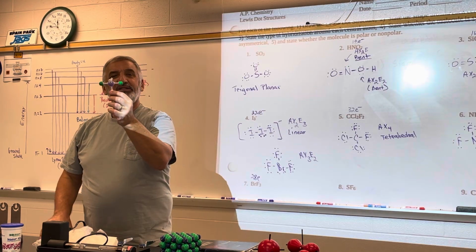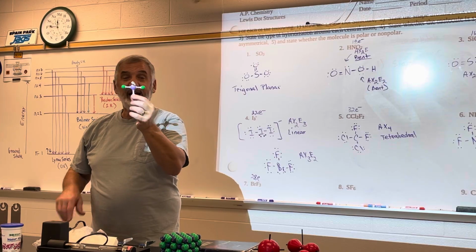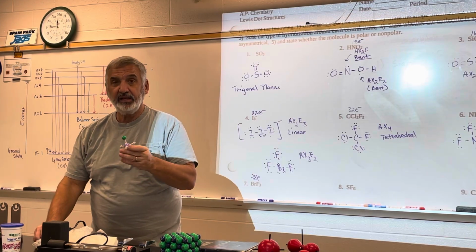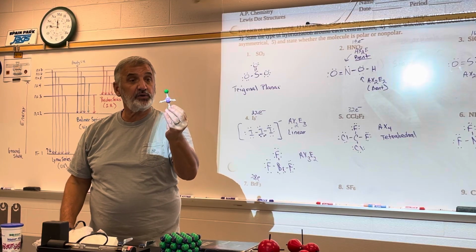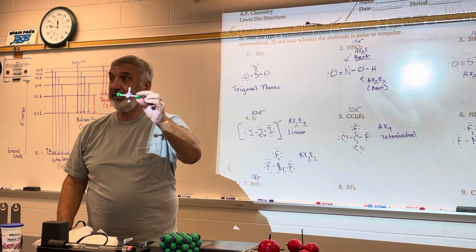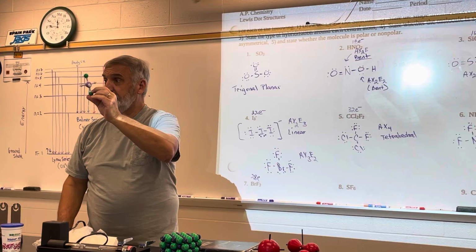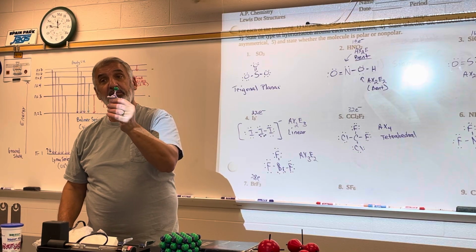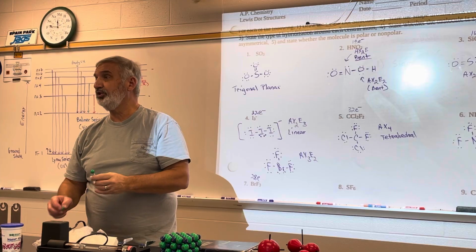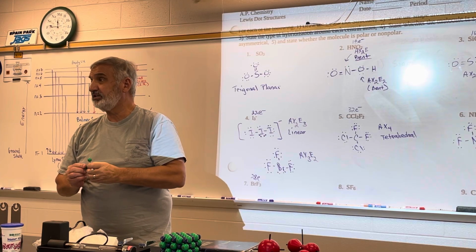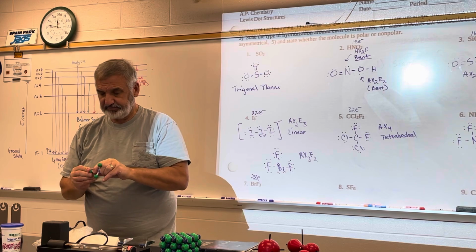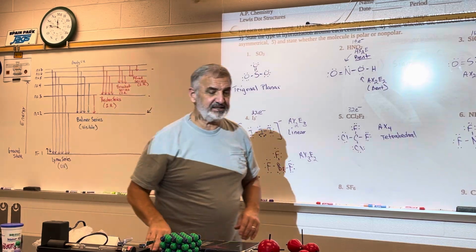Okay? T-shaped. So now we get to this one, which is AX2E3. So the third one comes out of the equatorial position. Now we're linear. Okay? So the lone pairs are always going to come out of the position that gives you the greatest room, the least amount of electron-electron repulsions. Okay? So that's 5.